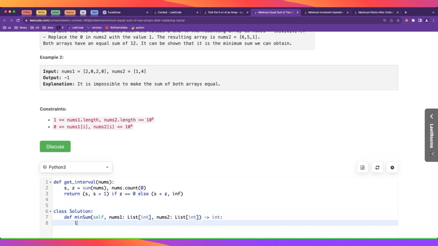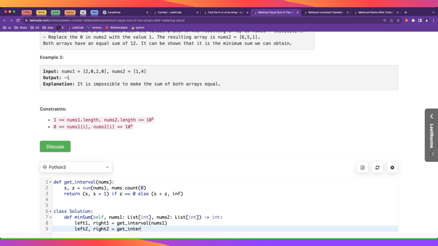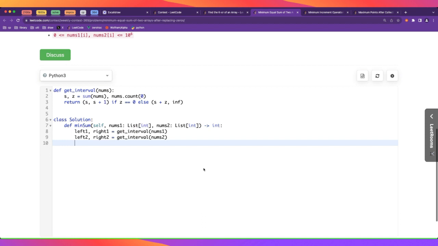So now we have left and right of get interval of nums of 1, left to right 2 of get interval of nums of 2. And now we have left and right of the intersection, which we said was the maximum of the left and the minimum of the right.